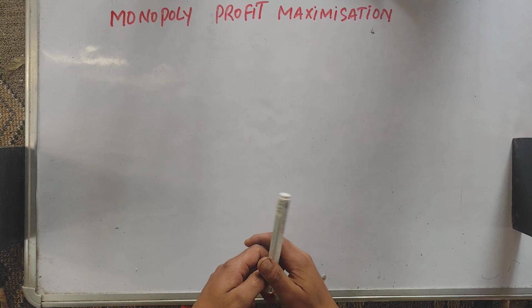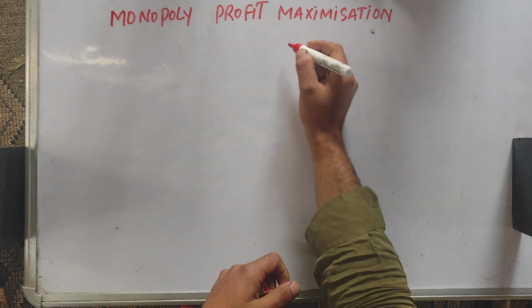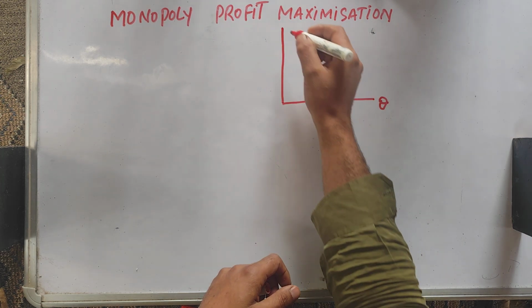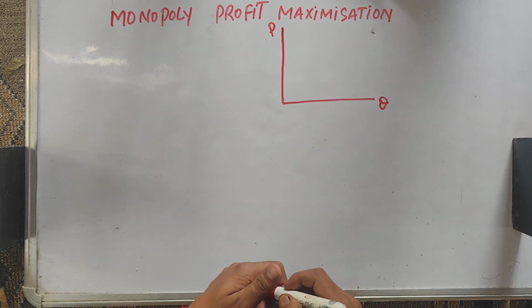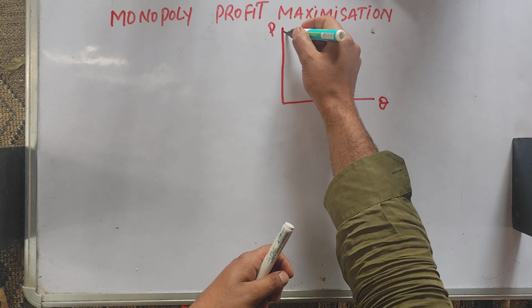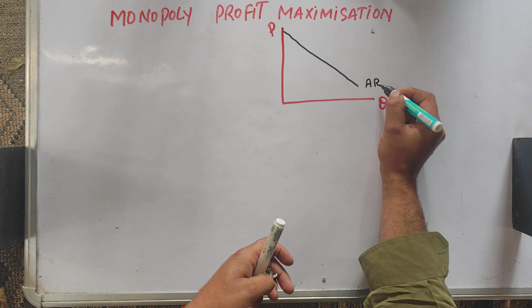Let's learn how the monopolist maximizes its profit. Let us suppose we draw a simple graph. We have the quantity on the horizontal axis, price on the vertical axis. If we are given a demand function, which will be downward sloping, let's suppose this is the demand function, which is also our average revenue function.